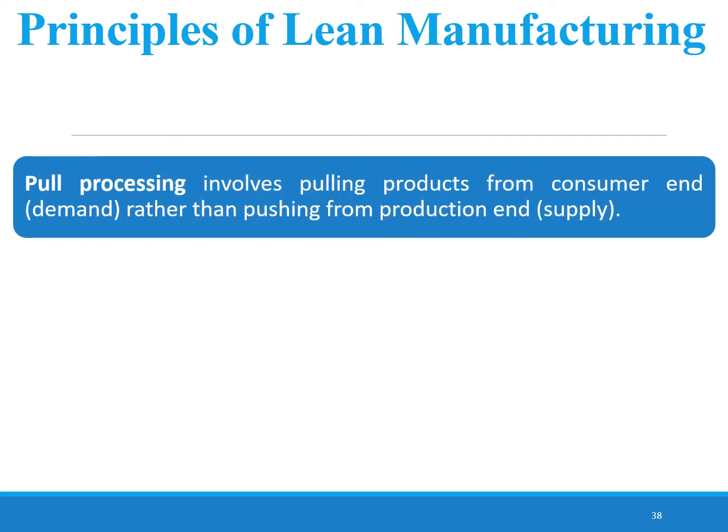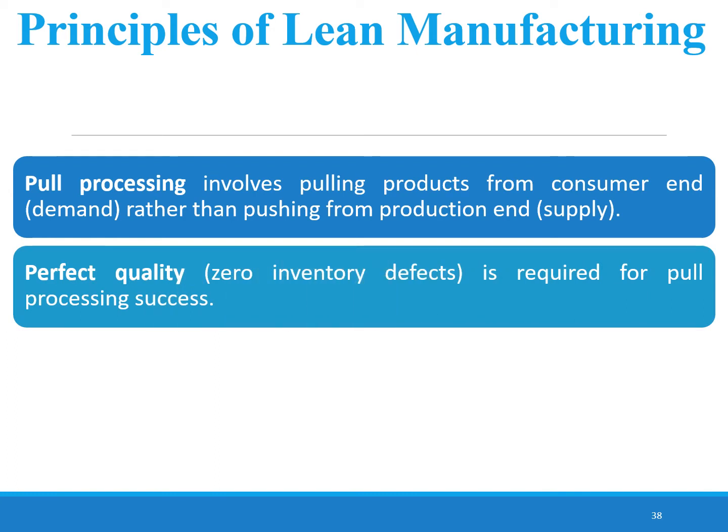So we have what we call the principle of lean manufacturing is based on pull processing, which involves pulling the product from the consumer end, from the demand, meaning that we produce according to the demand rather than pushing from the production end supply. So we consider the customers' orders and customer forecasting of ordering to do the production process or the manufacturing, instead of having the pushing process. We'll explain the difference between pushing process and pulling process in the next slide.